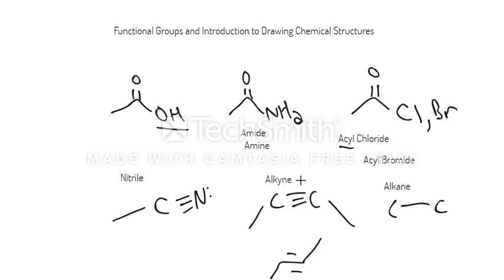Now that we've established the difference between alkyne and alkane, what's the intermediary? What would it be if we had a double bond? This looks like an equal sign, right? It would be an alkene. So the easiest way to remember it is A, E, Y.